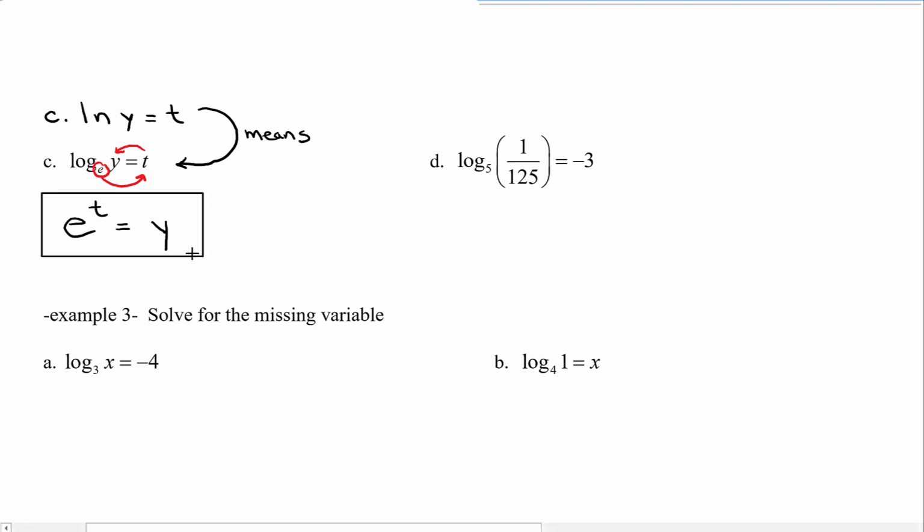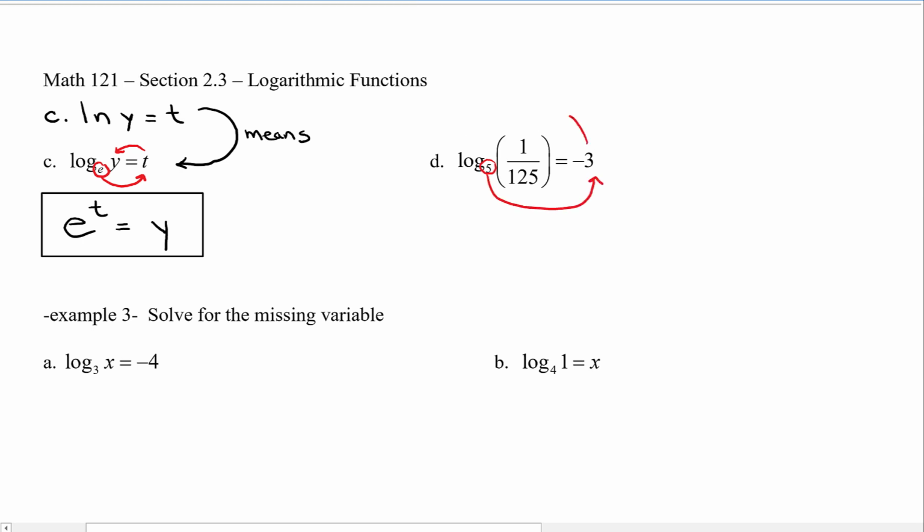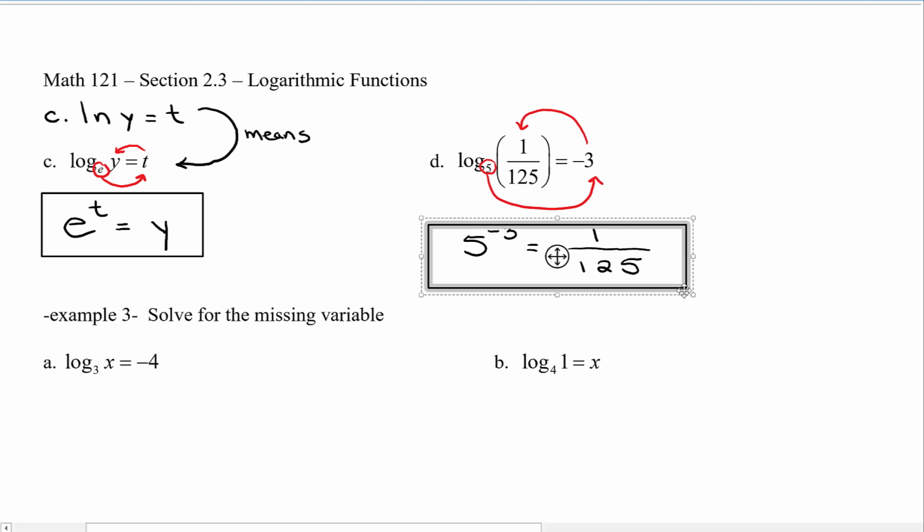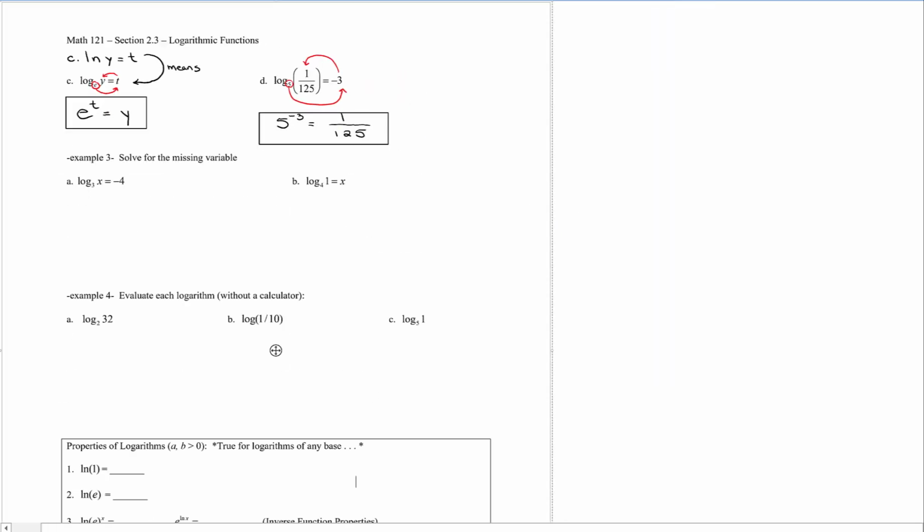2d says log base 5 of, open up a set of parentheses, 1 over 125, close the parentheses, equals -3. I have circled the 5, I have pointed it to the -3, and then I pointed from the -3 to the 1 over 125, and to me that reads as 5 raised to the -3 power equals 1 over 125. Example 3. Solve for the missing variable.